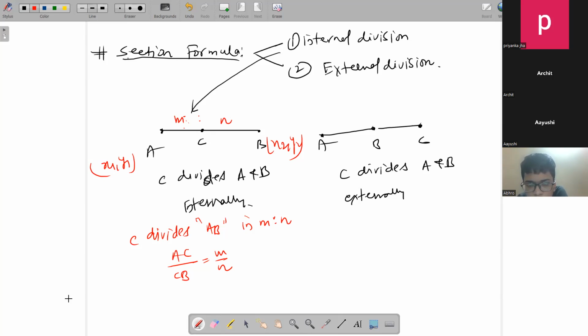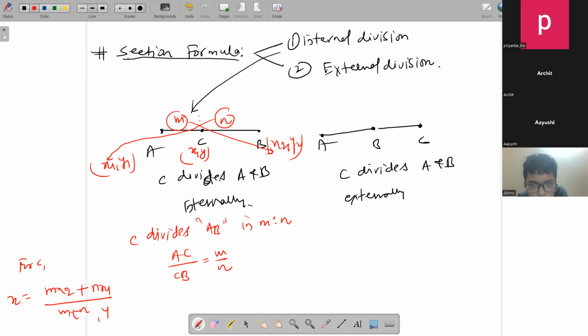So the coordinate of C can be written as, because this is dividing it internally, suppose this is x comma y. So for C, x can be written as m into x2 diagonally plus n into x1 upon m plus n, and y can be written as m into y2 plus n into y1 upon m plus n.